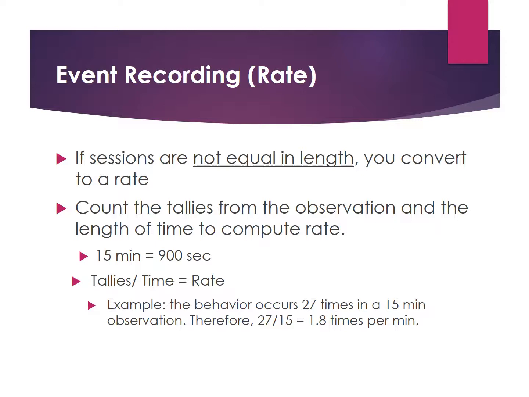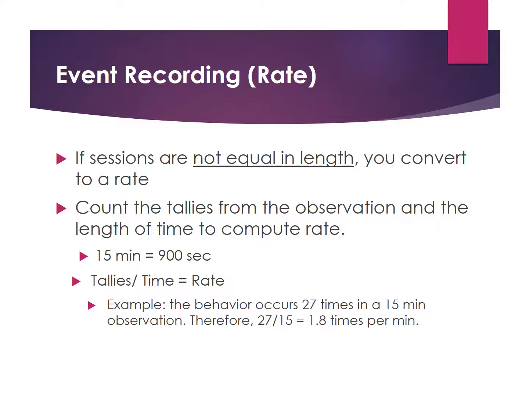It's very easy to do this. You simply count the total number of times, the total tallies from that observation, as well as the length of time, and you compute the rate. When you're computing rate, it's important to make sure that the unit of time is consistent across the rates.